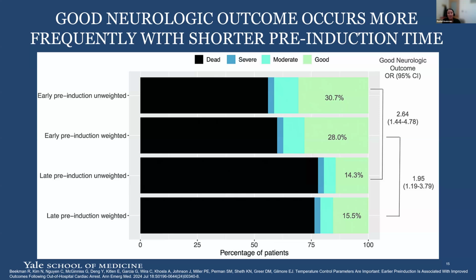As you can see in this figure, 28% of the patients that were treated with early temperature control achieved good neurologic outcome, defined by a cerebral performance category score of 1 to 2, while only 15.5% achieved good neurologic outcome when they had late pre-induction. Early pre-induction was associated with good neurologic outcome, with an odds ratio of 1.95 and a confidence interval of 1.19 to 3.79.